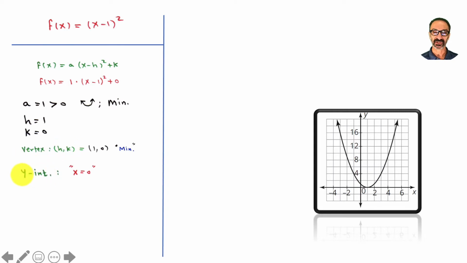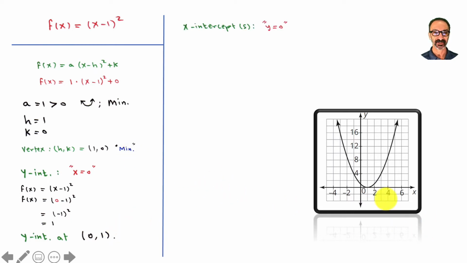To find the y-intercept, we set x equal to 0. Just plug in 0 for x. 0 minus 1 is -1, but you still need to square it, so it's 1. So the y-intercept is at 0 and 1. Yes, it looks like it because they're going here by 2. That's 2, 4, 6. So halfway will be 1. Yes, it looks like it's 0 and 1. To find the x-intercepts, which the graph shows only 1, we set y equals 0.